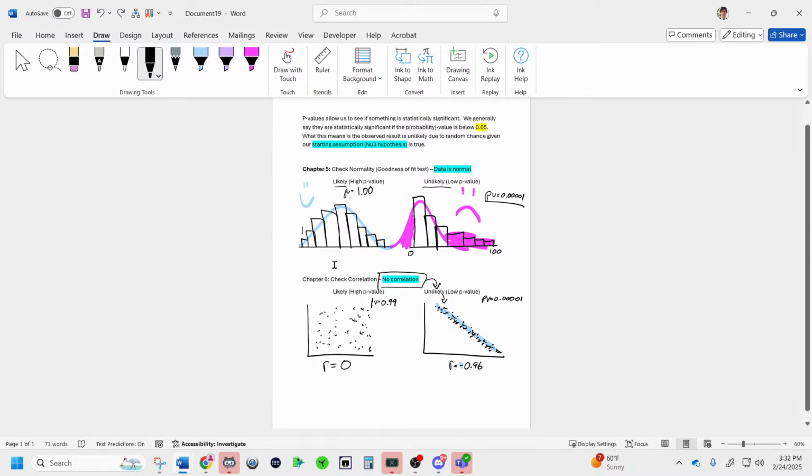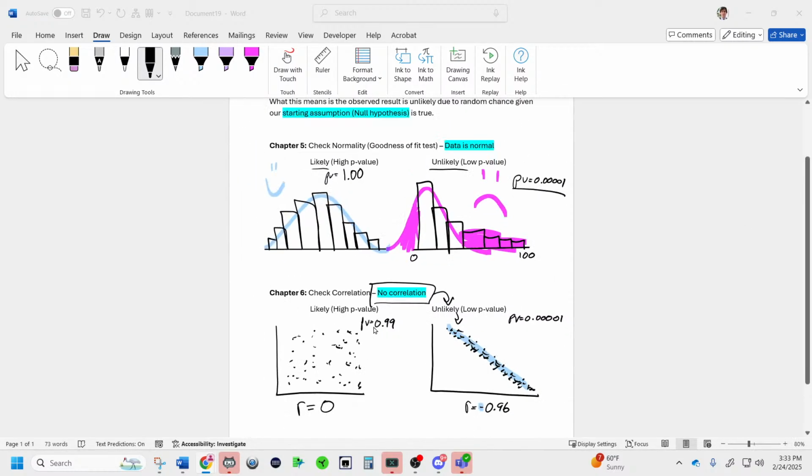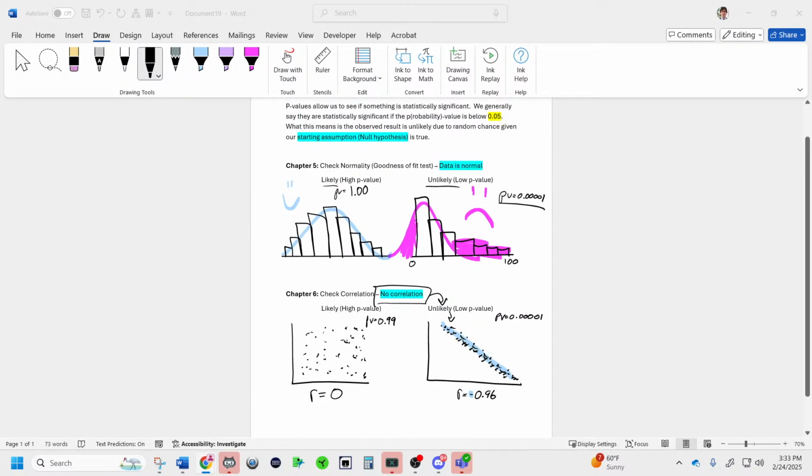So you have to know that on Chapter 5, when we're checking normality, the starting assumption is the data is normal. And on Chapter 6, the starting assumption is no correlation. And then we can look at what was likely or unlikely given those results. And then Harrison has a good question here too. But let me know if you have follow-ups. This is kind of a review sheet on it, telling you what you would expect to see or not expect to see. And this is the goodness of fit test right there.